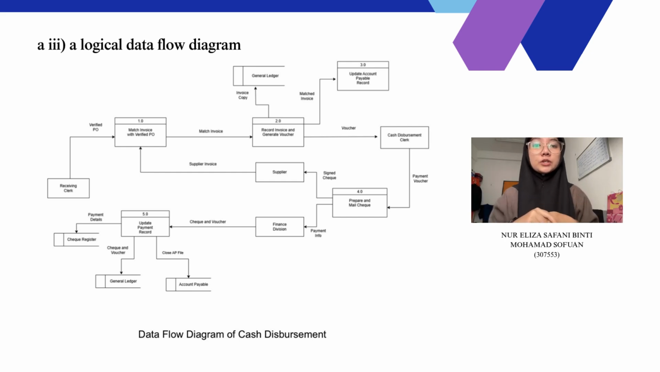So process number 2 is record invoice and generate voucher. So once the invoice is verified, it is recorded and a payment voucher is generated. A copy of the matched invoice is also sent to the general ledger for financial recording. So process number 3 is update the accounts payable record. So after generating the voucher, the accounts payable record is updated to reflect the pending payment.